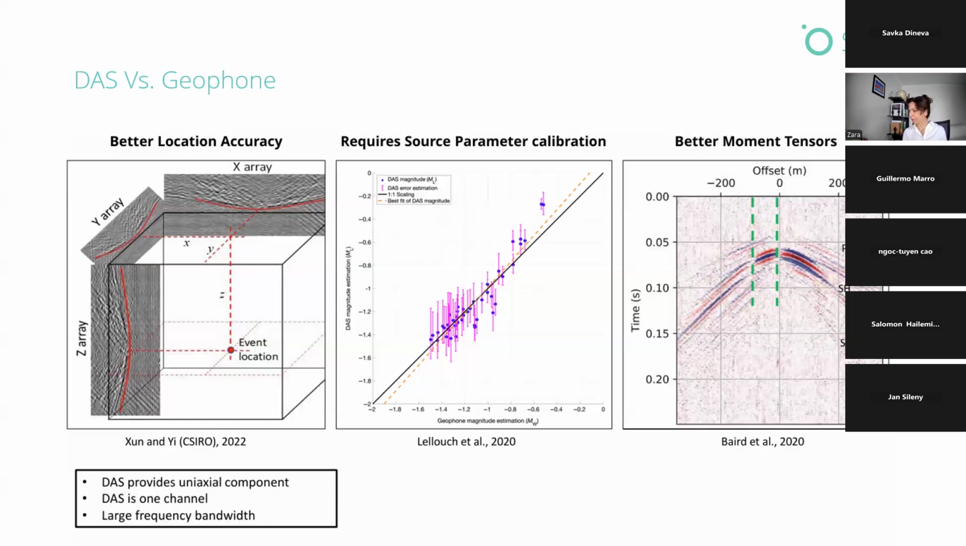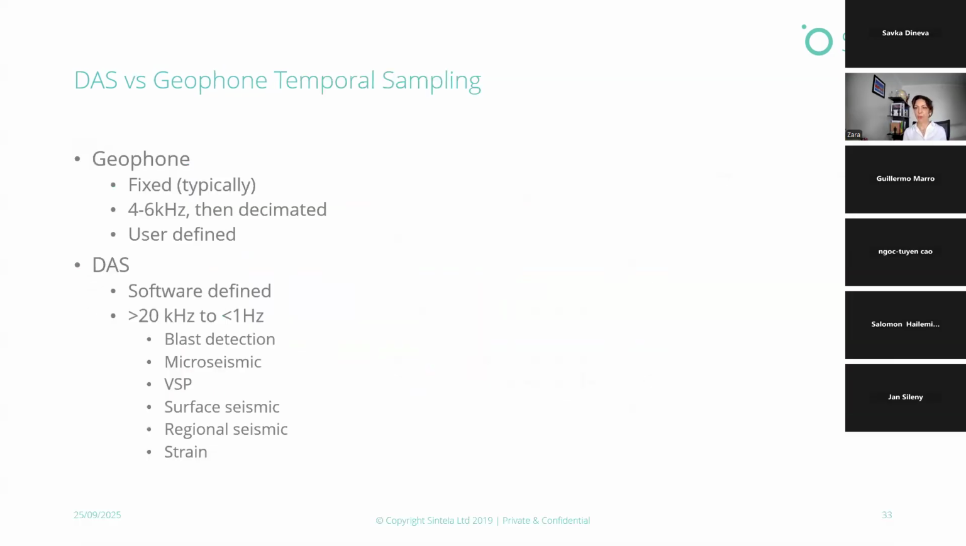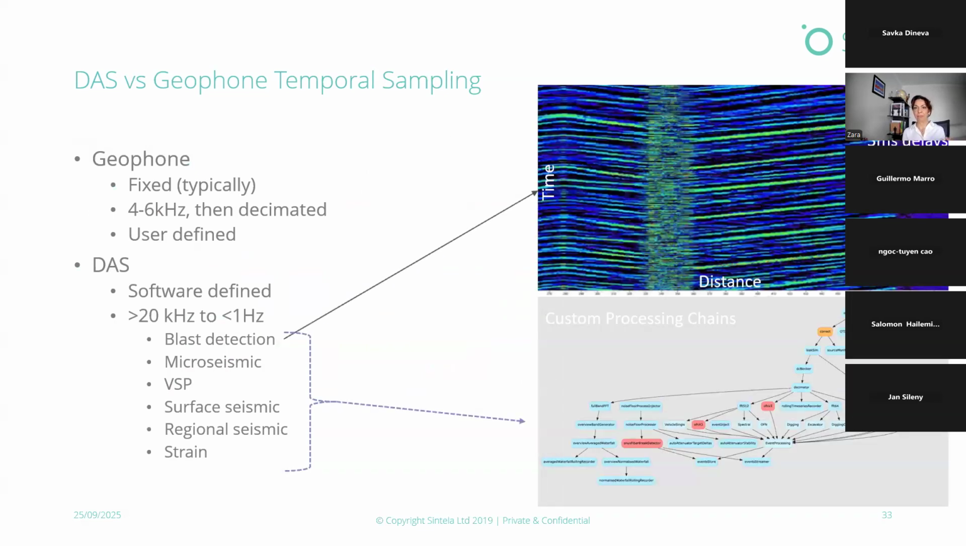Moving on, I think I've got a few minutes left. For DAS applications, what we've done, especially underground, because we have that software-defined frequency range, is use it for blast detection. This is a blast example with 3 millisecond raw data, where we can see the seismic events, the blast events coming in, and missed shots identified. We can use it for microseismicity, VSP, and surface seismic.